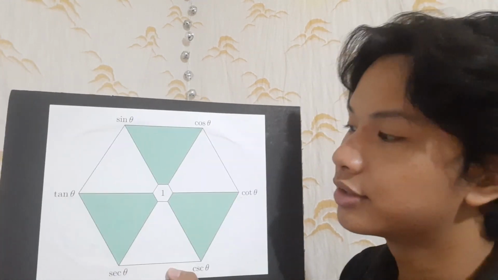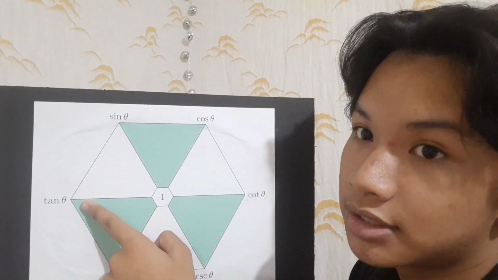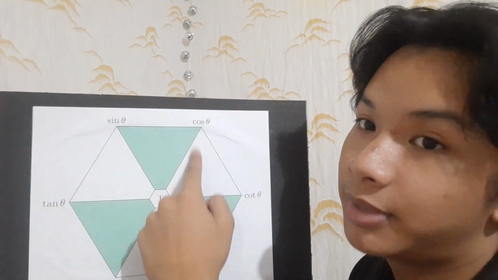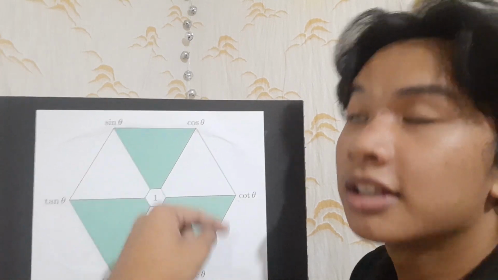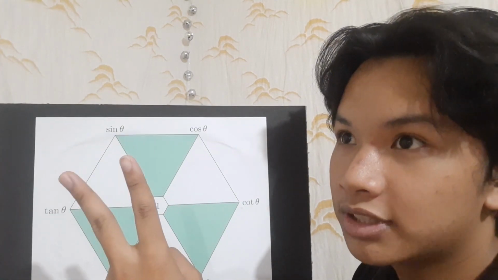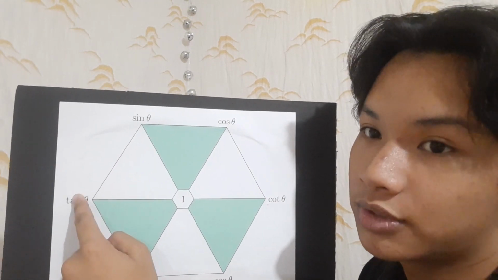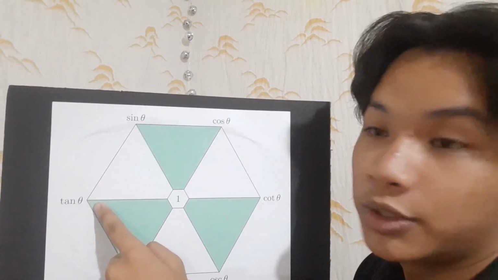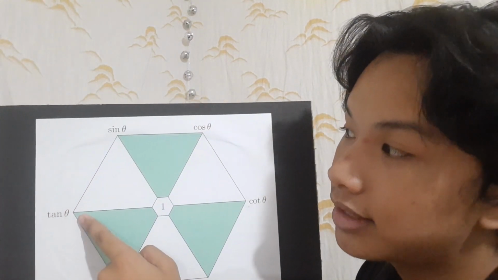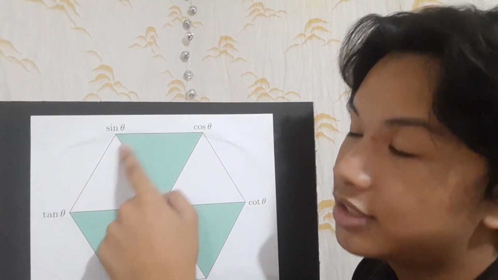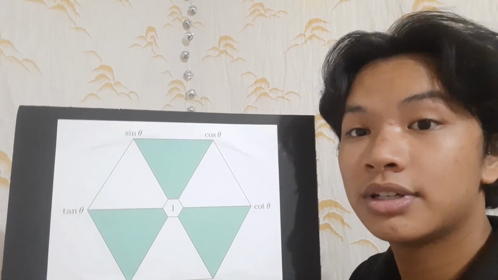So how do we find that? If we start with tan, tan, or the first vertex, is equal to the second vertex divided by the third vertex. We're going clockwise 2 vertices from the one that we start with. So we start with tan, so we go 1, 2, and it's divided by these 2. So tan is equal to sin divided by cos, or sin over cos. And that's how easy it is.